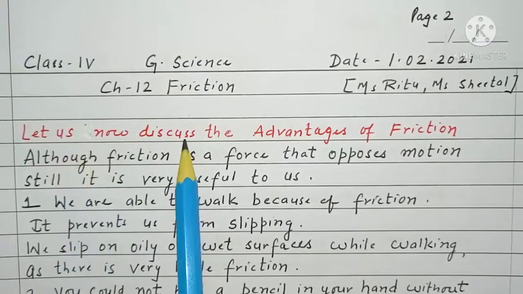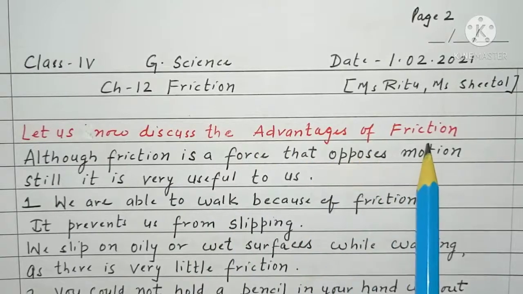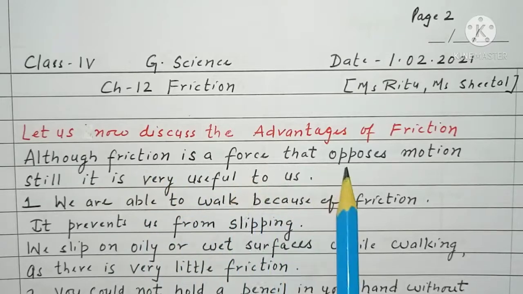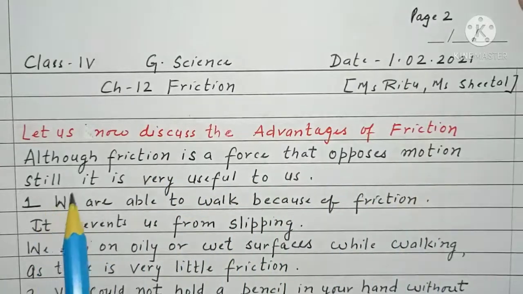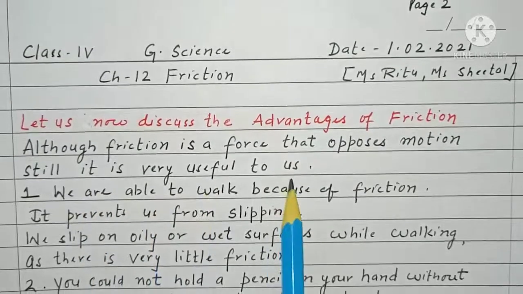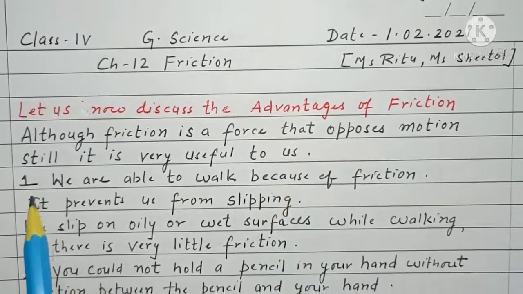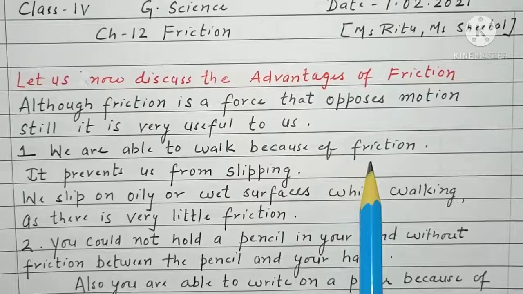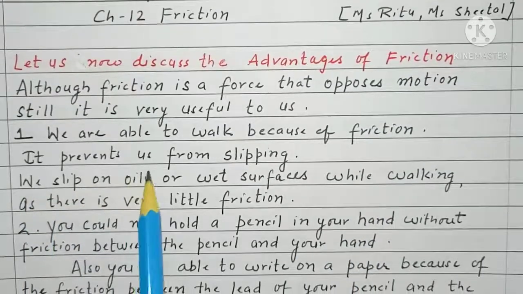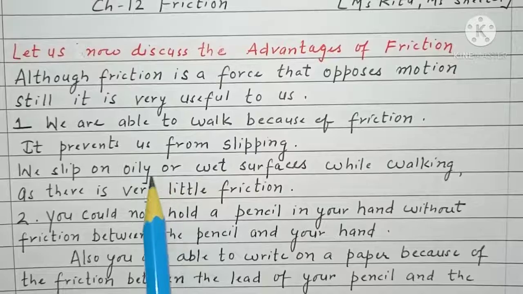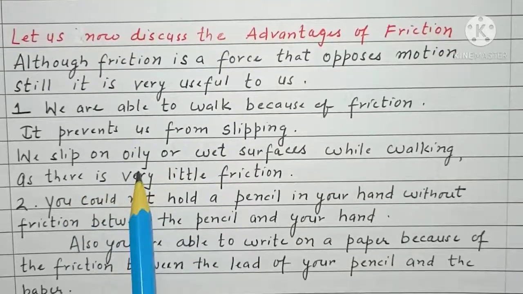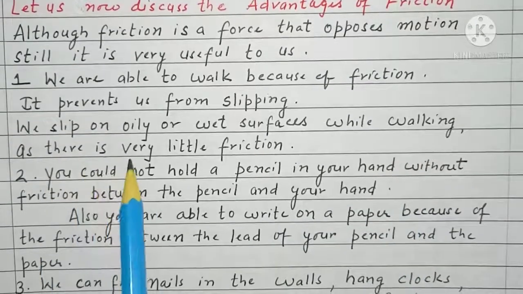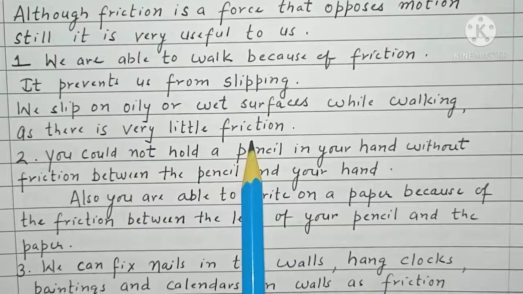Now we will discuss the advantages of friction. Although friction is a force that opposes motion, still it is very useful to us. See how. Number one, we are able to walk because of friction. It prevents us from slipping. Have you noticed? We slip on oily or wet surface while walking. Why? Because there is very little friction.